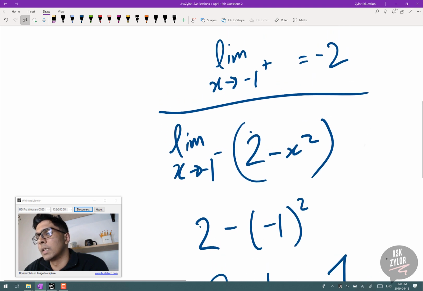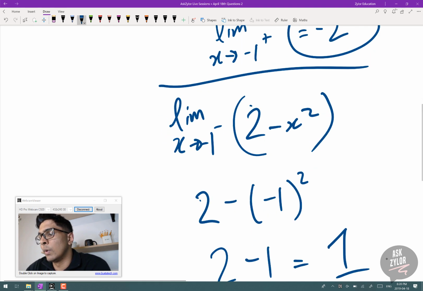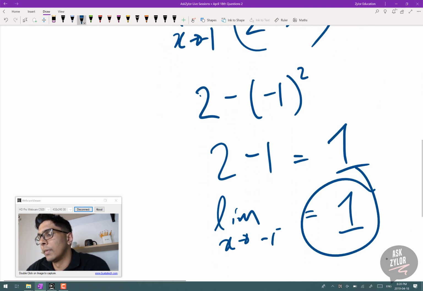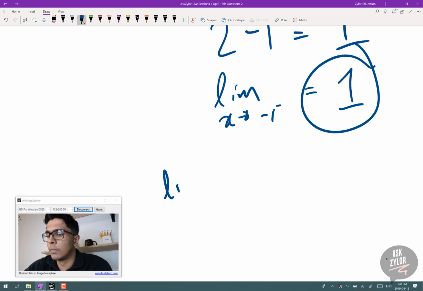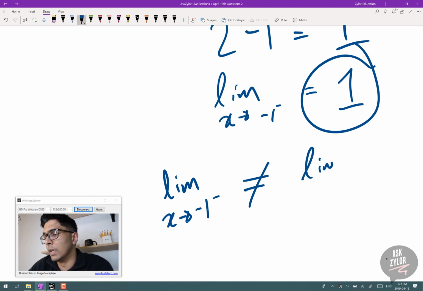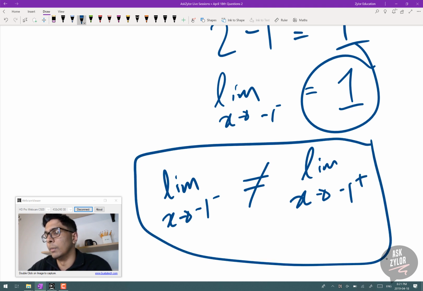If we come from the right side, we have a -2. If we come from the left side, we have a 1. So therefore, since the limit as x approaches -1 from the left is not equal to the limit as x approaches -1 from the right, we're going to say the limit does not exist.